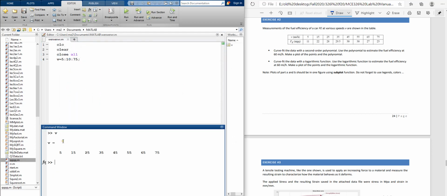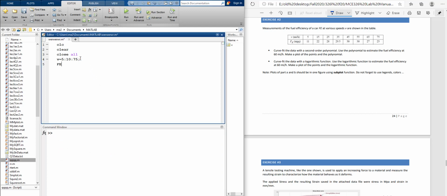This is V, as you see, it's 5, 15, 25, and so on to reach 75. Now we have to define the efficiency FE, which is the actual data. FE, as within the question, equals 11 for the first one, then 22, then 28, then 29.5, then 30, then 30 again, 27, and 23. These are the values of FE, the original ones.